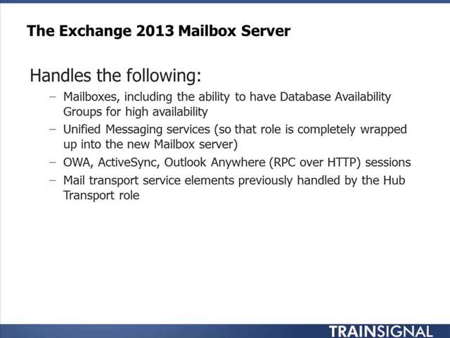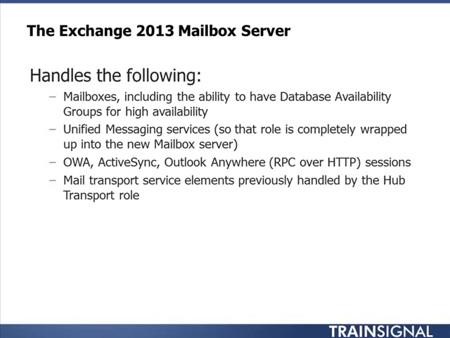So the mailbox server itself handles the hub transport service that's used for mail routing within the organization. And what it does is it provides connectivity between the hub transport service and the front-end transport service, which is handled by the client access server.